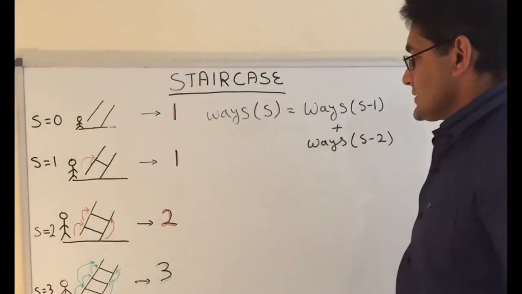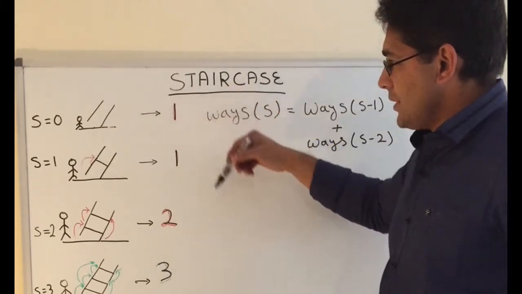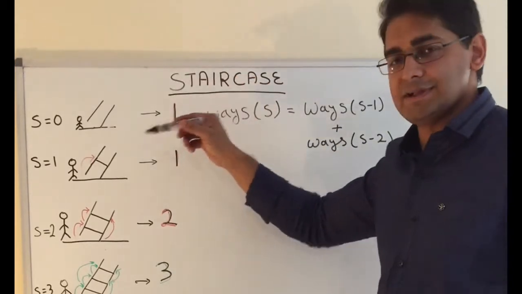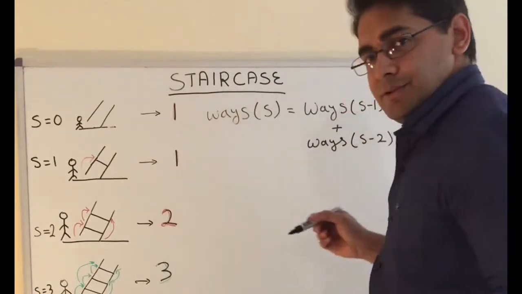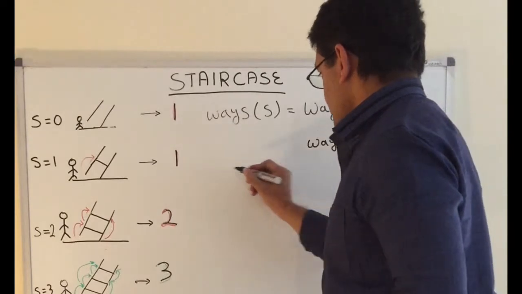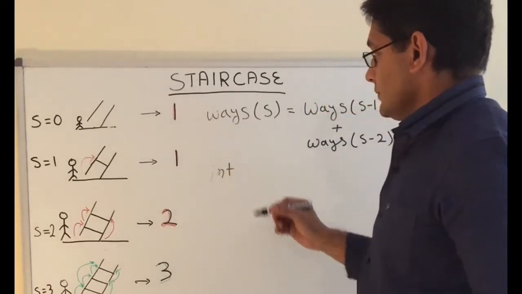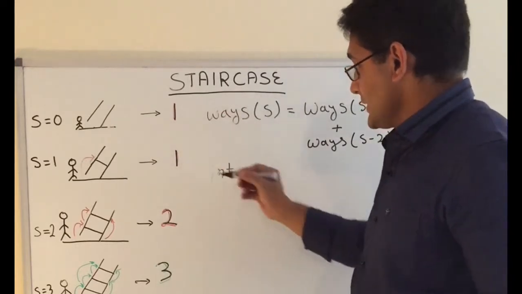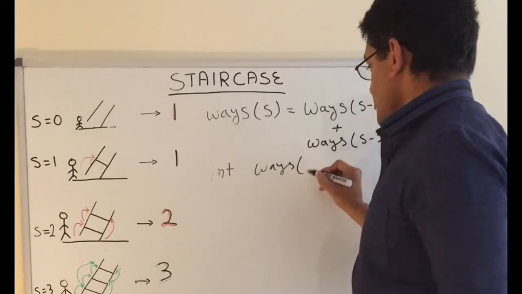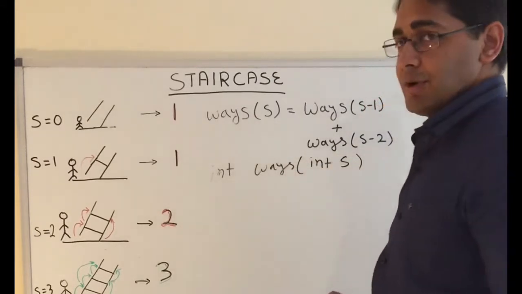This formula uses a recursive function which requires base conditions. In our examples, we have already calculated our base conditions where s equal to 0 and s equal to 1. So let's define our function, which returns an integer, which will be the number of ways to climb the staircase, and the name of the function is ways, which accepts an integer s, which is the number of steps.